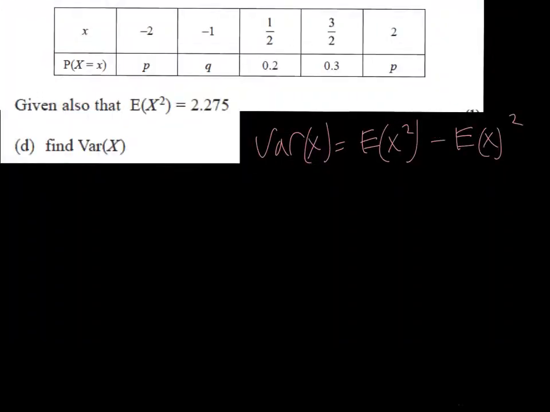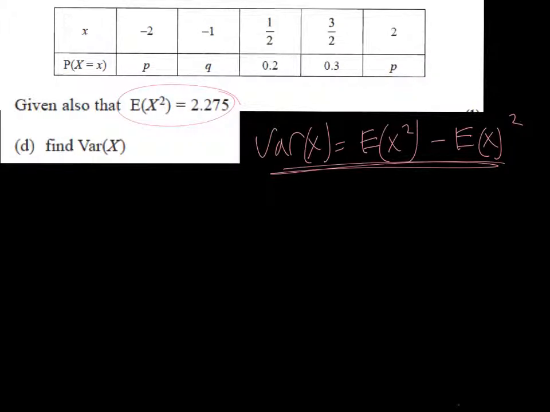and therefore p is equal to 0.175. In part D, we're looking at variance. We are told that E of X squared is equal to 2.275. So we need to be familiar with this formula. Here the variance of X is equal to E of X squared minus E of X all squared.